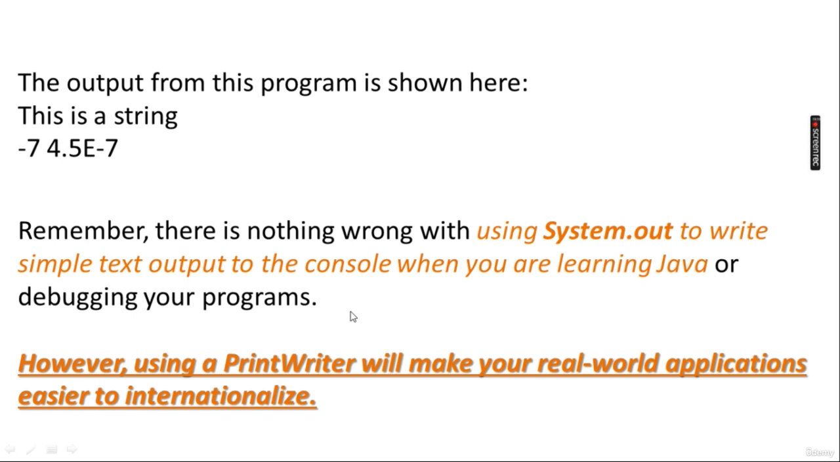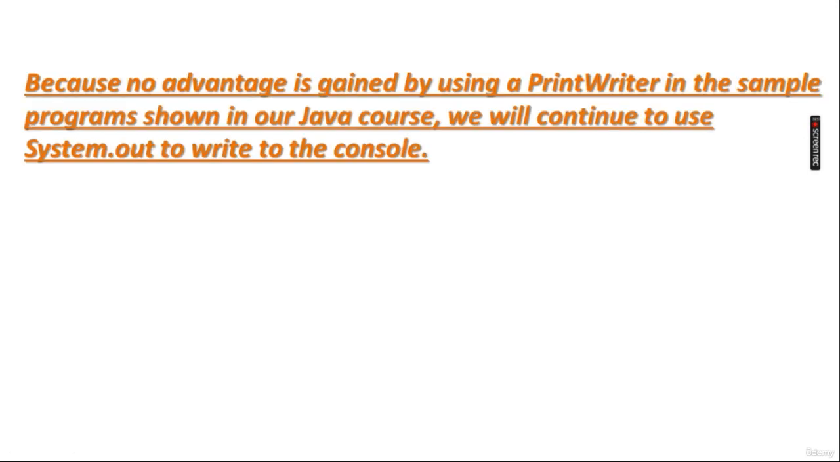When all of your program is finished, or your whole application is done, you will just internationalize your code. But if you are working with System.out.println methods, after writing all applications and debugging all, you will have to start changing that println to the PrintWriter methods. Because no advantage is gained by using PrintWriter in the sample programs shown in our Java course, we will continue to use System.out to write to the console.